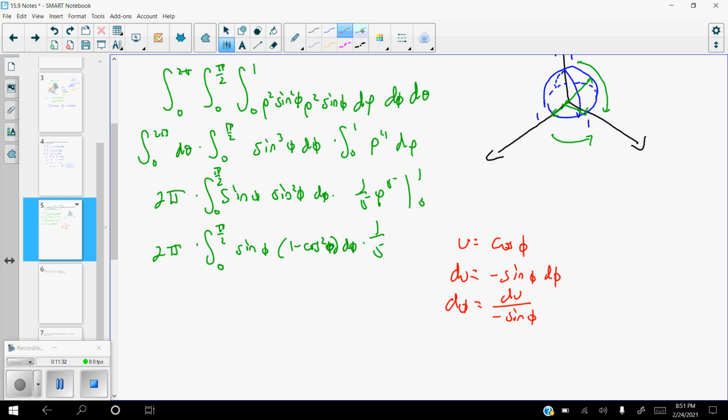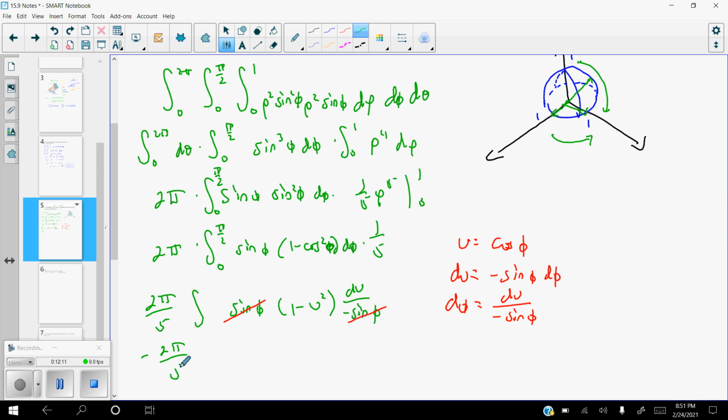So I am going to combine my 2 pi and my 1/5 just to get those out of the way. So that'll be 2 pi fifths times the integral of sine phi times 1 minus u squared, and my d phi becomes du over negative sine phi. And the wonderful thing is the sine phi's go away, so it's going to leave me with a negative sign, which I can pull all the way out to the front. I'm going to have negative 2 pi fifths.